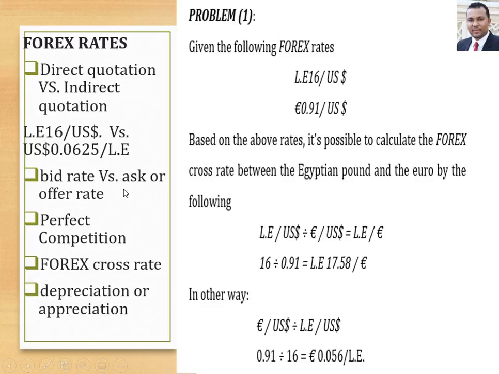What about bid rate versus ask or offer rate? This is the next part. In bid rate, we talk about the price at which the bank is willing to pay for the foreign currency. In summary, the purchasing price by the bank. Ask or offer rate is the reverse process. We talk about the selling price by the bank, or the offer price. Spread is the difference between offer price and bid price.